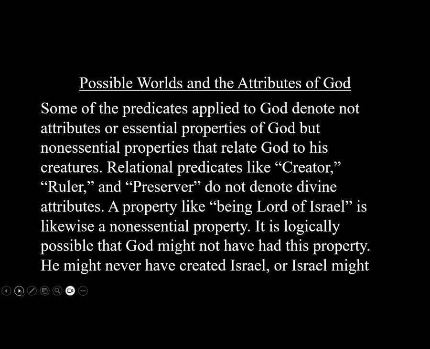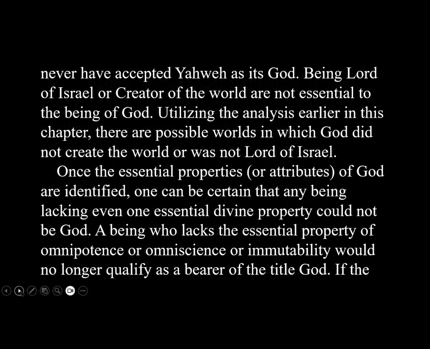Some of the predicates applied to God denote not attributes or essential properties of God, but non-essential properties that relate God to his creatures. Relational predicates like creator, in the beginning God created the heavens and the earth, ruler, and preserver do not denote divine attributes, but rather how he used them. A property like being the Lord of Israel is likewise a non-essential property. It is logically possible that God might not have had this property. He might never have created Israel, or Israel might never have accepted Yahweh as its God. Being Lord of Israel or creator of the world are not essential to the being of God.